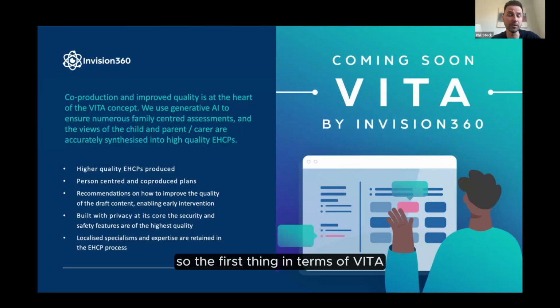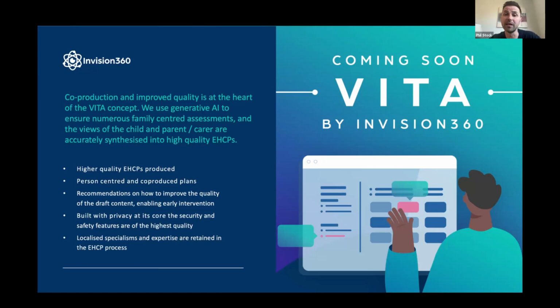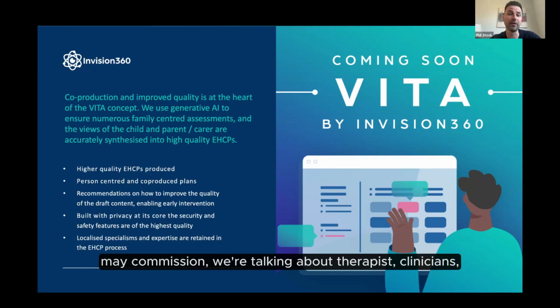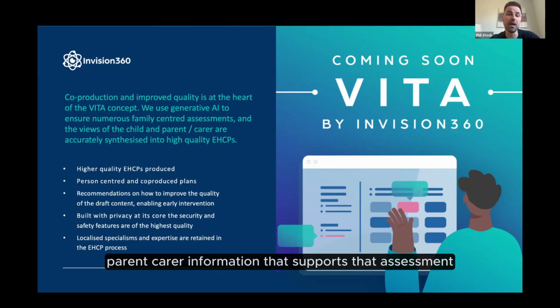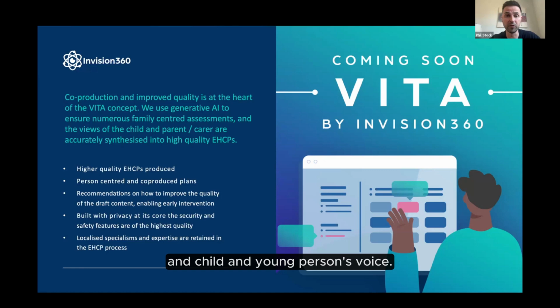So the first thing in terms of how VITA works is that every child that goes through an education, health and care plan assessment will continue to be assessed exactly as they currently are by the local authority professionals and expertise, and those that parents or carers may commission. We're talking about therapists, clinicians, educational psychologists, teachers. Critically, obviously, parent carer information that supports that assessment, and the child and young person's voice. That all will happen exactly as it does now. So that family-centered, person-centered assessment process doesn't change.